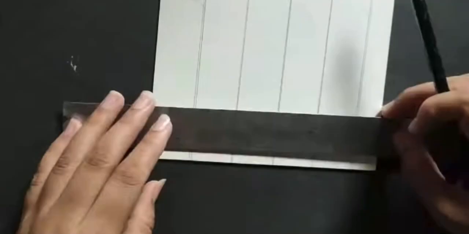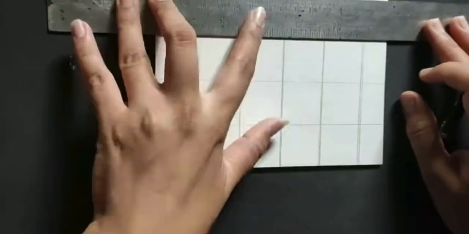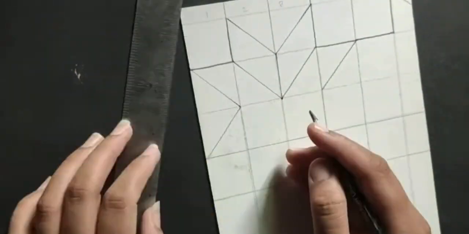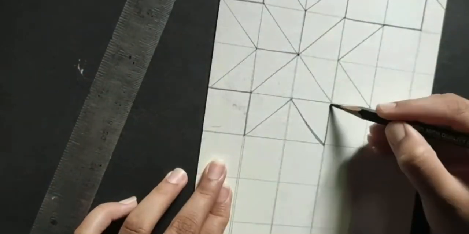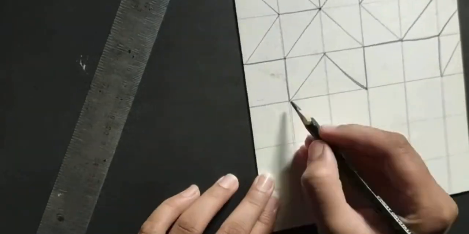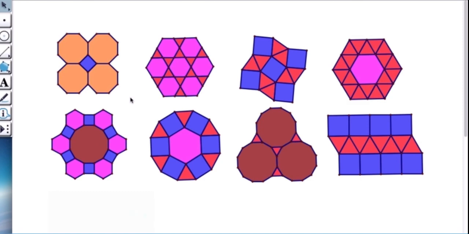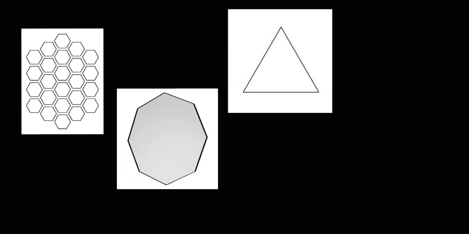A tessellation can be described by the shapes that meet at each vertex, or a corner point. In a tessellation, the shapes that appear at every vertex follow the same pattern of shapes. A semi-regular tessellation is made up of two or more regular polygons. Some examples include hexagons, octagons, equilateral triangles, and dodecagons.